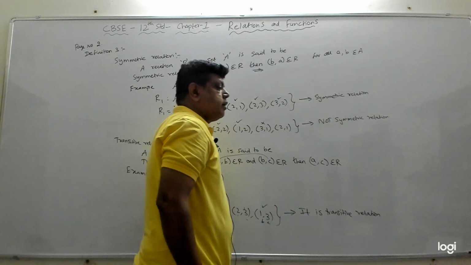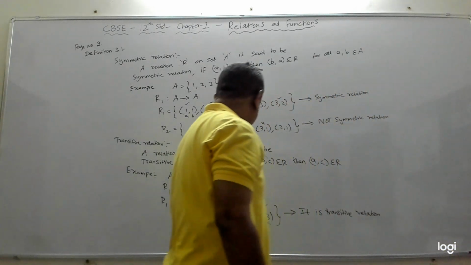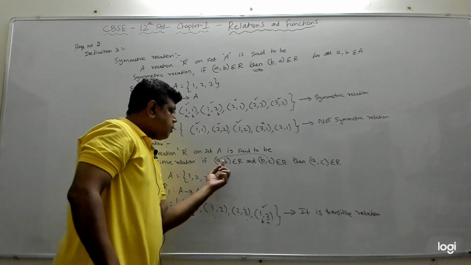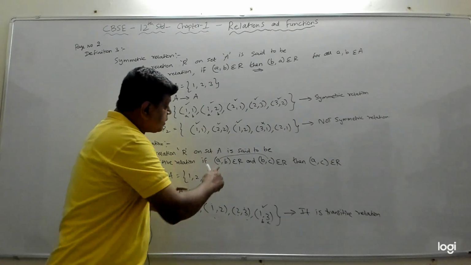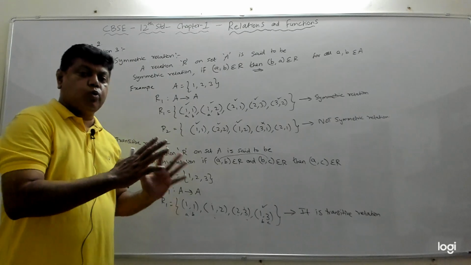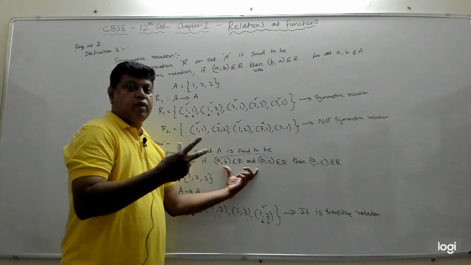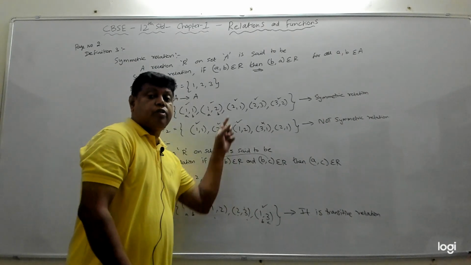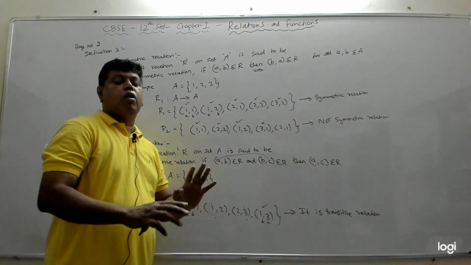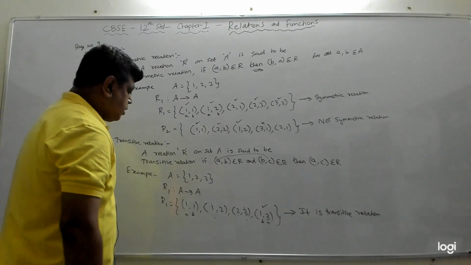It is a transitive relation, so it should be true for every two elements in this form, A comma B. Whenever you find two elements like this, A comma B and B comma C, then the third element, A comma C, should be in R. This should be true for every pair in this form. Then you call such a relation a transitive relation.